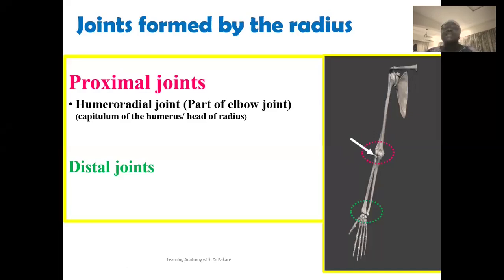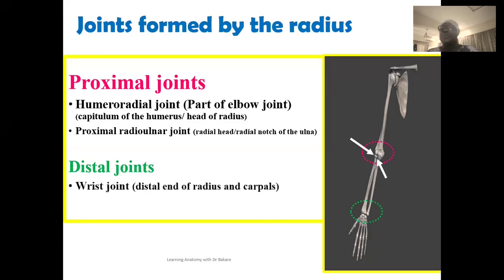Then the second joint that is created by the radius around its proximal end is the radioulnar joint. If we also break down this name, you see that this joint will exist between the radius and the ulna, but it is specifically the proximal radioulnar joint. So this is what is arrowed there also in white. This joint will exist between the radial head and the radial notch of the ulna. We'll also be describing this more in detail as we go through this lecture. So these are the two joints that are formed by the proximal end of the radius.